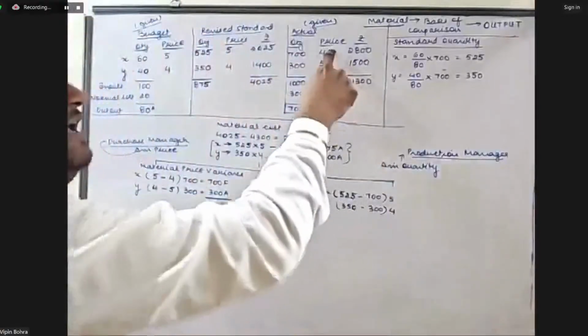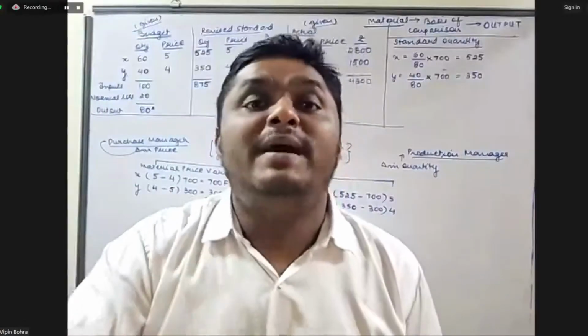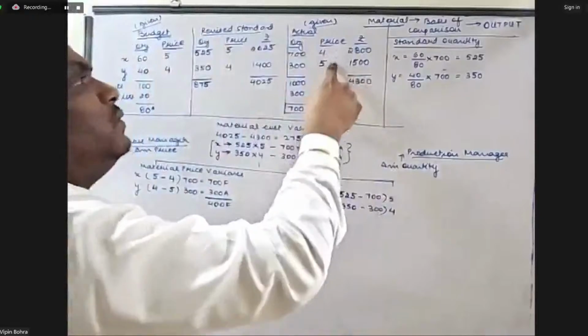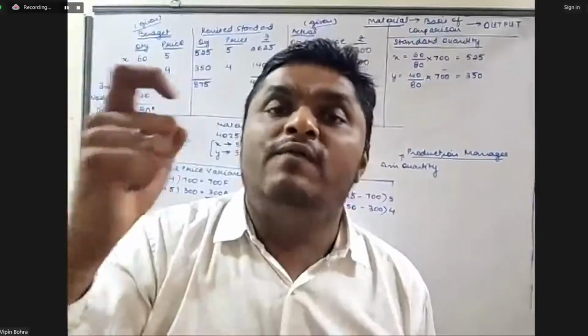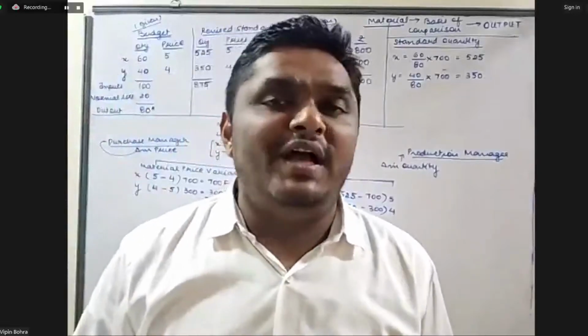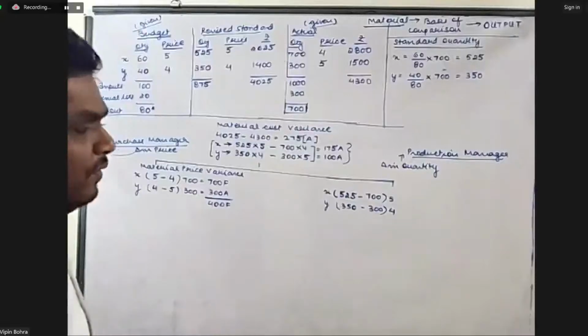So this 4 and 5, the actual price, represents what? The work done by the purchase manager. So we cannot use the work done by the purchase manager to evaluate the performance of the production manager. So that's why we will be taking the standard price, that is 5 and 4.